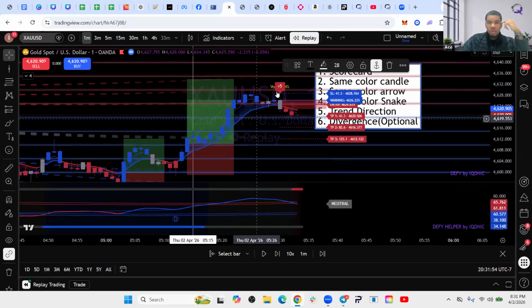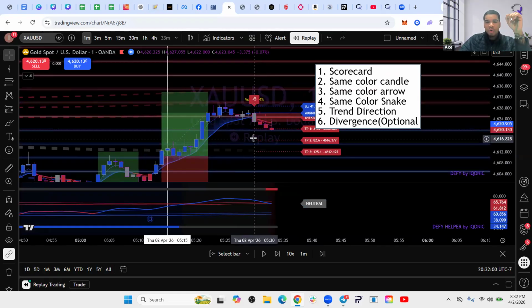Uh-oh. See, boom. An opposite scorecard comes out, right? What do you guys think we're going to do when we see an opposite scorecard and we're in for buys? What do you guys think would be the logical close?